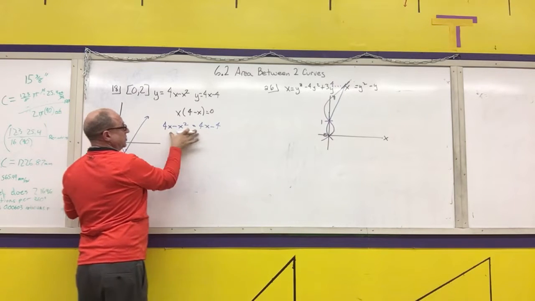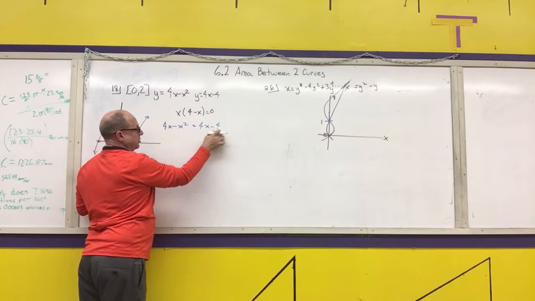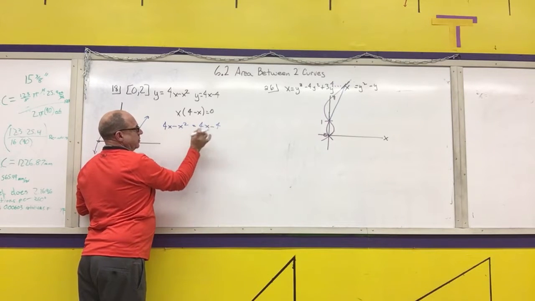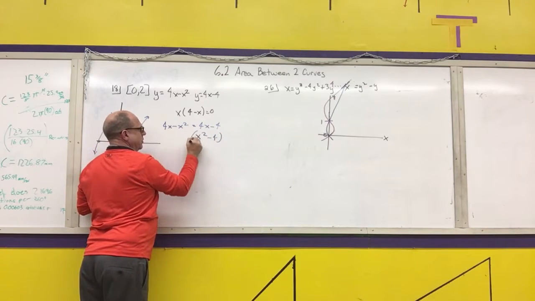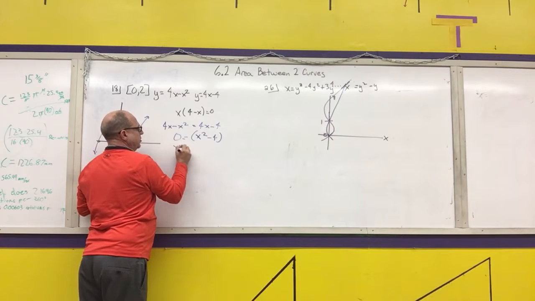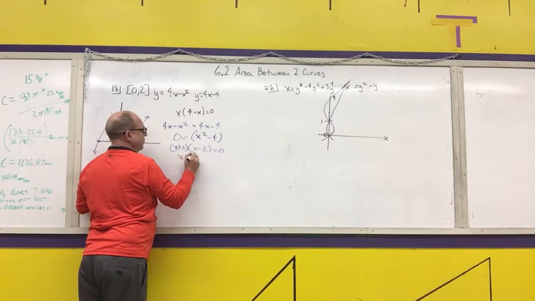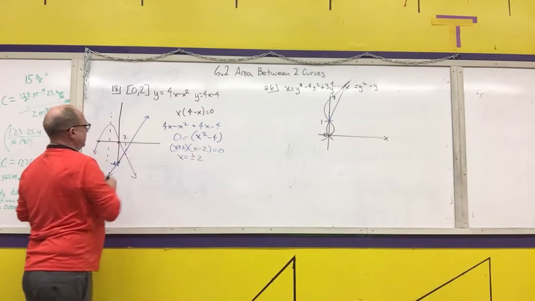Other option is to set these equal to each other. I'm going to move the x squared over. Subtract the 4x. Then I get x plus 2 times x minus 2 equals 0. X equals plus or minus 2. So yes, they do intersect at 2.